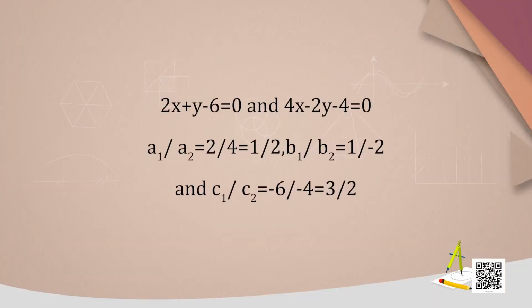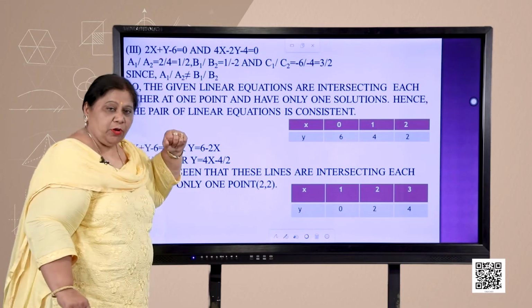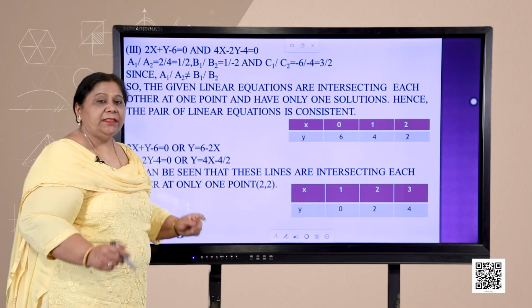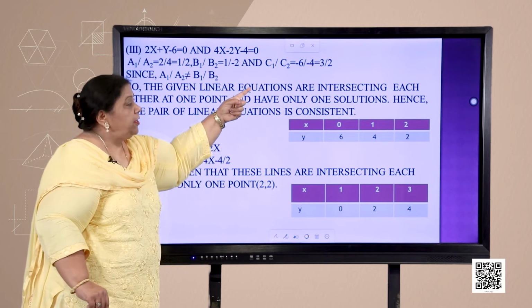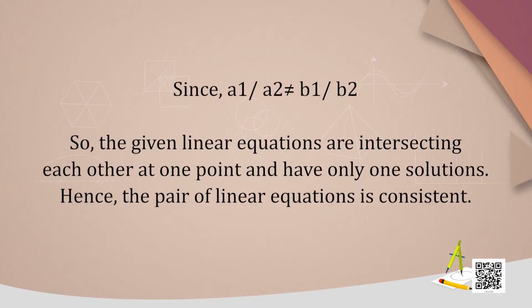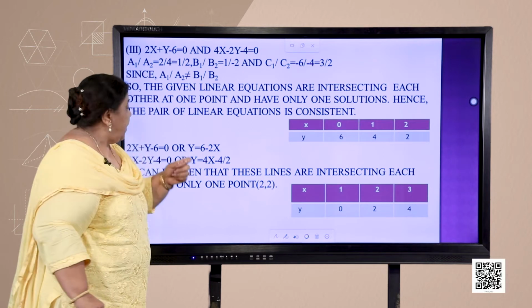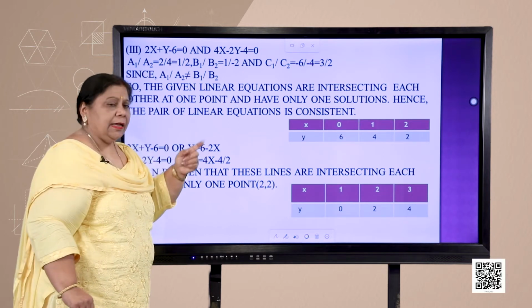Let us look into the next part here. 2x plus y minus 6 is equal to 0 and 4x minus 2y minus 4 is equal to 0. We have seen that a1 upon a2 is 2 upon 4, that is 1 upon 2, and b1 upon b2 is 1 upon minus 2, and c1 upon c2 is minus 6 upon minus 4, that is nothing but 3 upon 2. We see here a1 upon a2 is not equal to b1 upon b2. This is a case of unique solution. That means the linear equations are intersecting each other at one point and they have only one solution. Hence, the pair of linear equations is consistent.